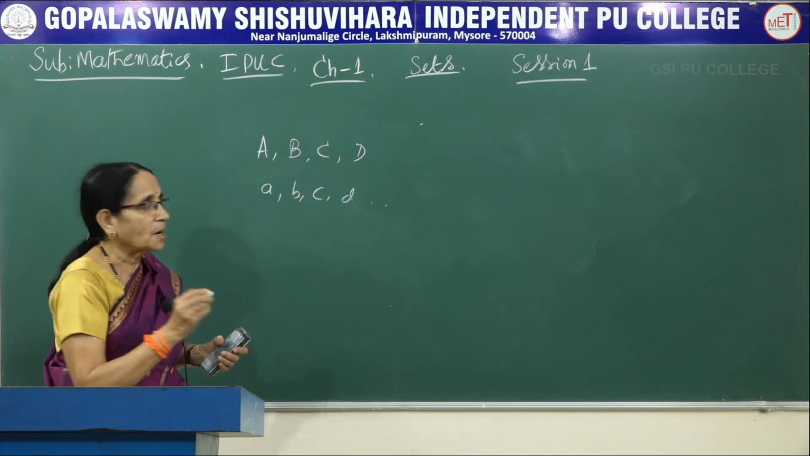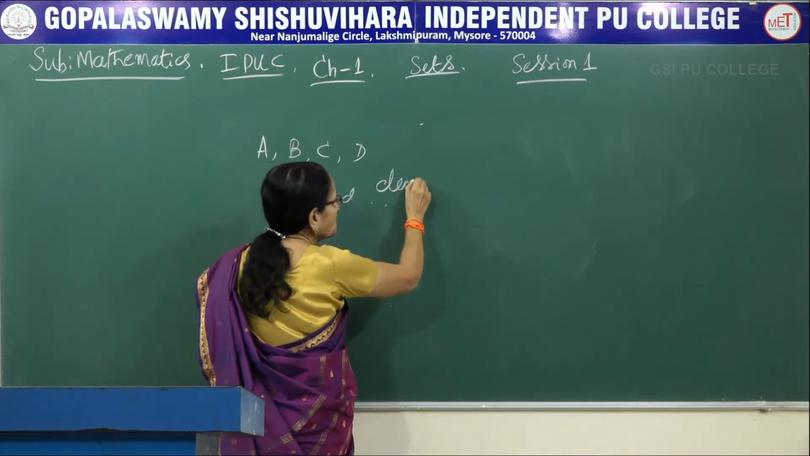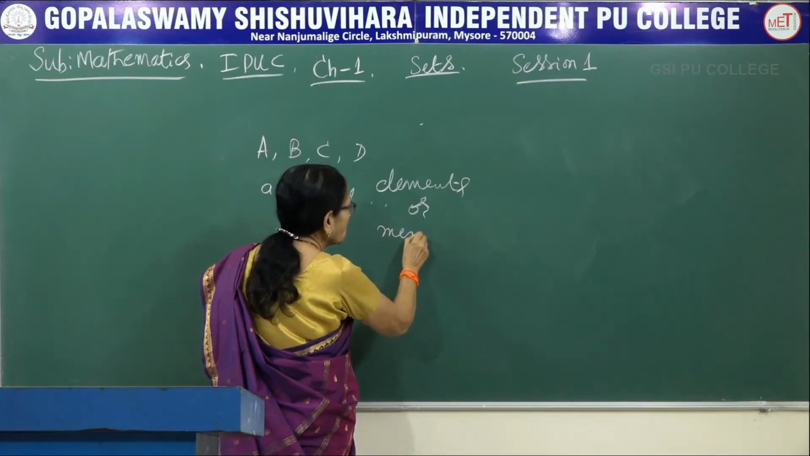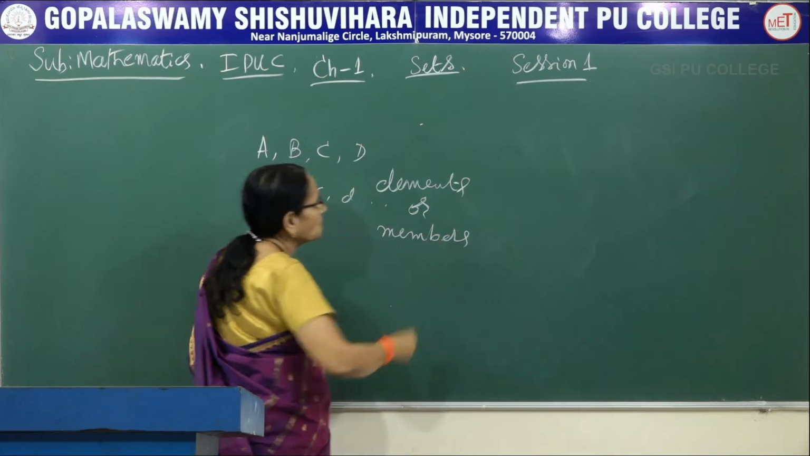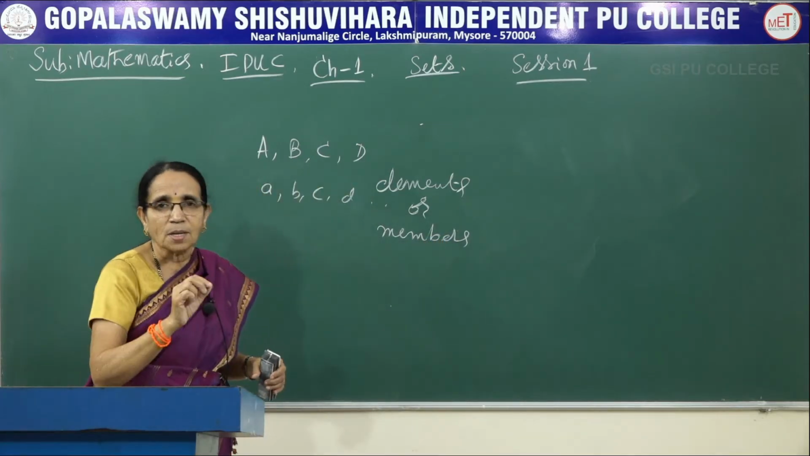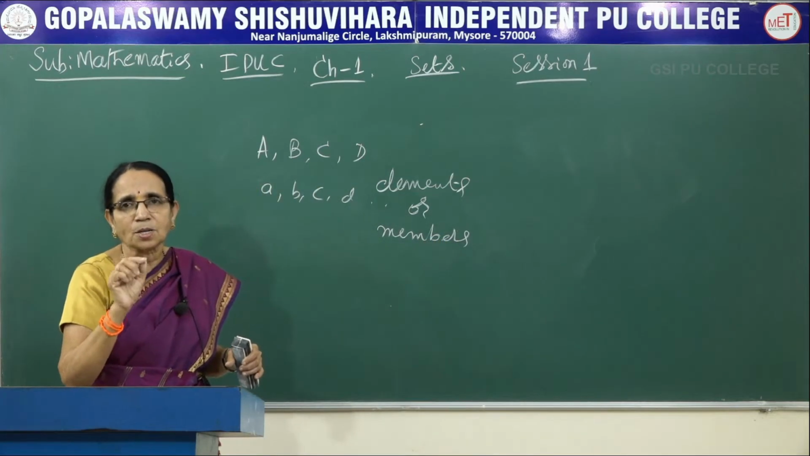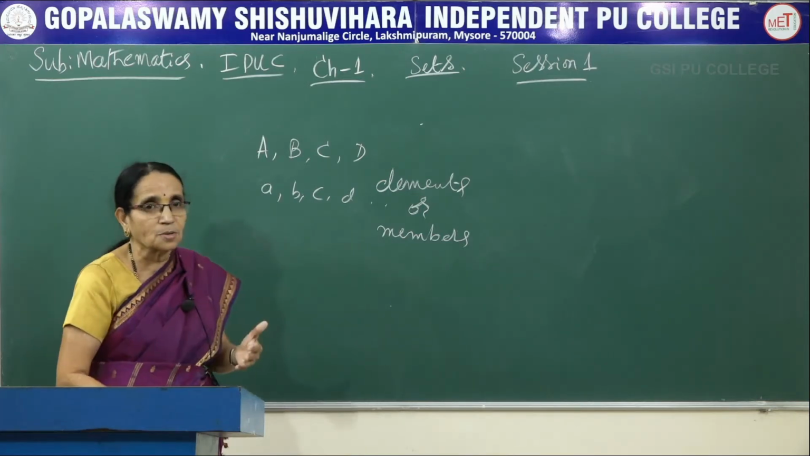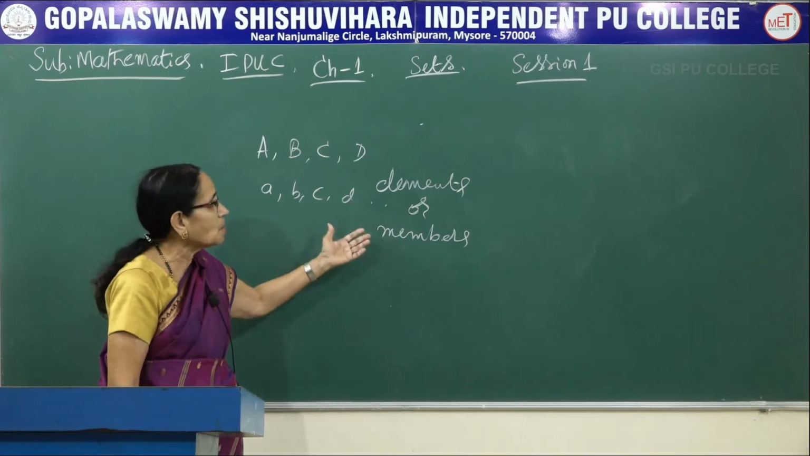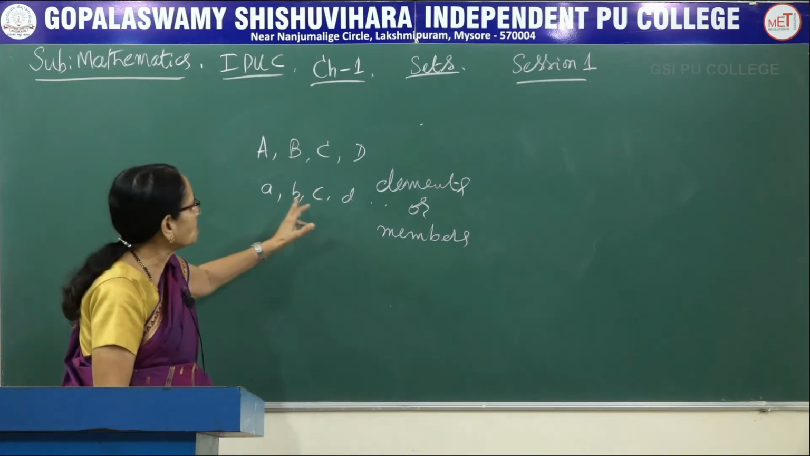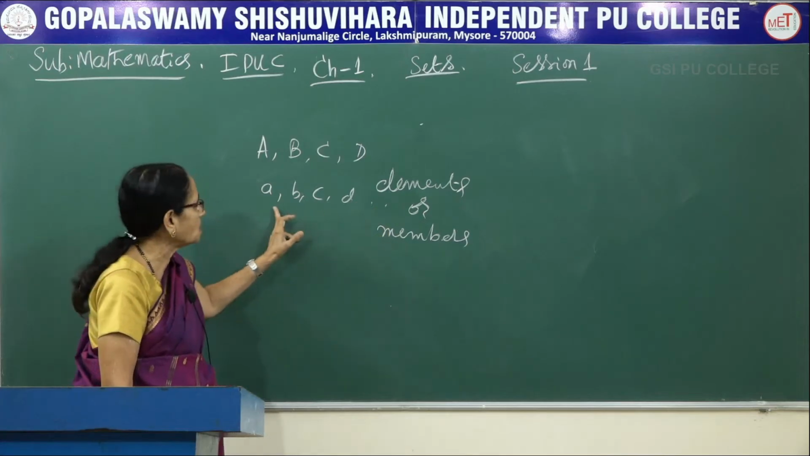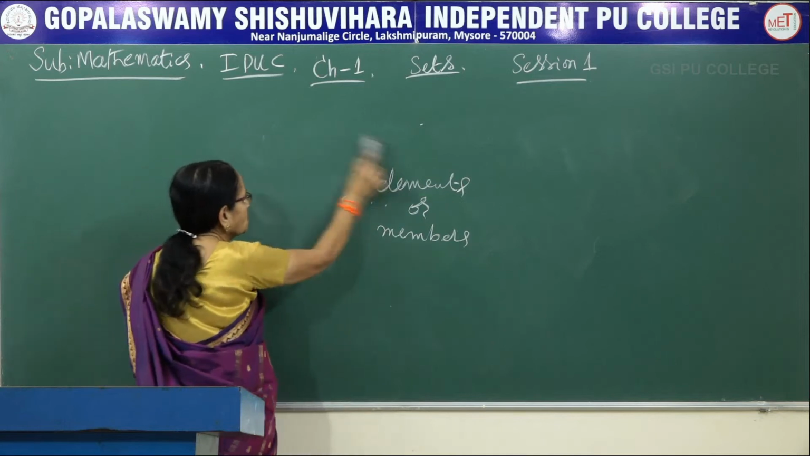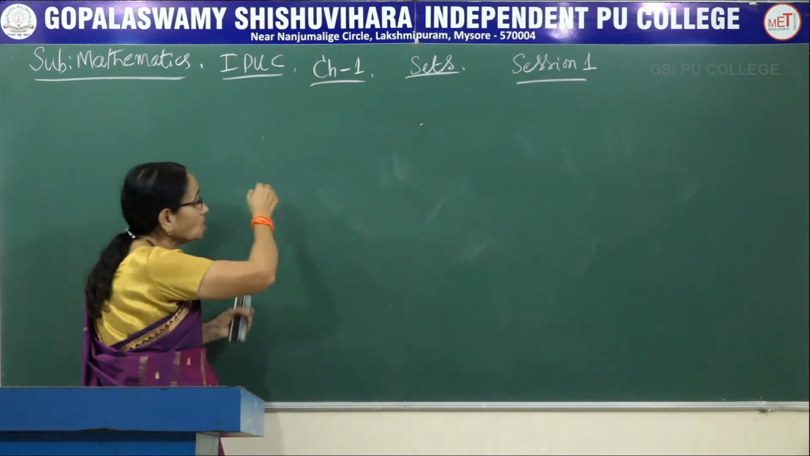Now, I have used the word objects. They are also called elements or members. Any one word you can use. Usually we say elements of a set, though in the definition I say it is a well-defined collection of objects, because in the beginning we consider objects. Those objects you can call objects or elements or members of a set. So the members or elements are denoted by small letters. The sets are denoted by capital letters.